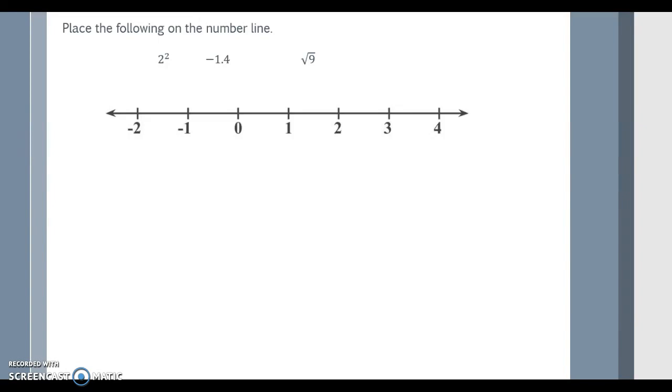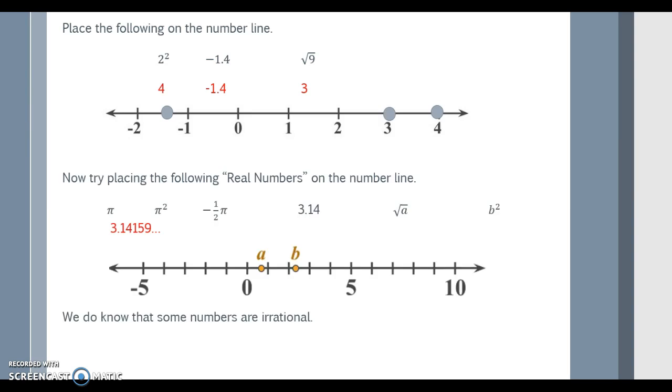So we have 2 squared, negative 1 and 4/10, and the square root of 9. So I'm going to evaluate each option. I know that 2 squared is 4, negative 1 and 4/10 is still negative 1 and 4/10, and the square root of 9 is 3. So I can place 4 on the number line. I can place negative 1 and 4/10 about where it should go, and I also can place 3 on the number line.